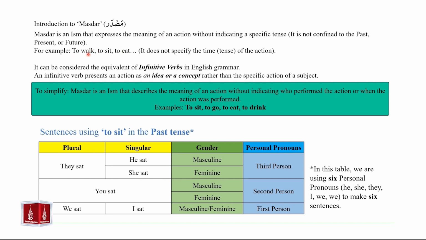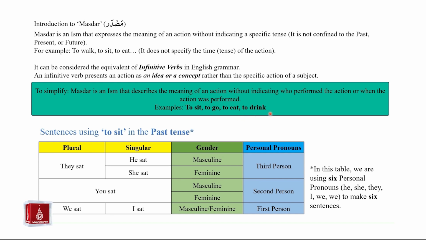Masdar can be considered the equivalent of infinitive verbs in English grammar. An infinitive verb presents an action as an idea or a concept rather than the specific action of a subject. So, to simplify the definition, masdar is an ism that describes the meaning of an action without indicating who performed the action or when the action was performed. Examples include to sit, to go, to eat, to drink.